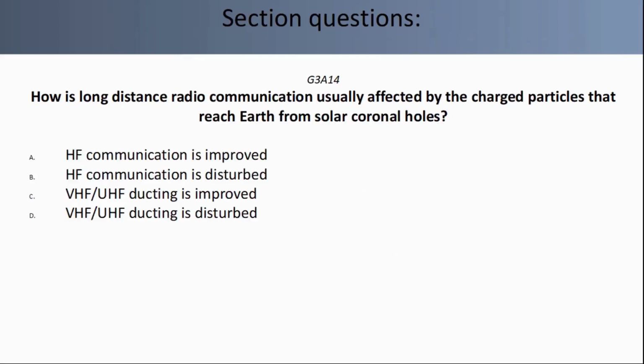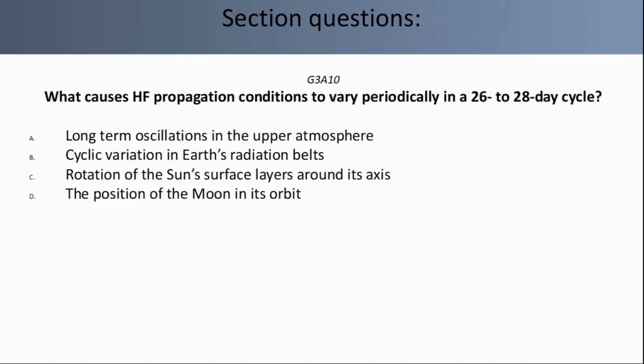So, how is long distance radio communication usually affected by the charged particles that reach the Earth from solar coronal holes? Charged particles. We're not talking X-rays or UV. Well, they're not our friends. You can eliminate the last two answers. UHF ducting has nothing to do with that. That occurs in the troposphere. So it's either going to make it better or it's going to make it worse. And in this case, those charged particles are not our friends. HF communication can be disturbed by those charged particles.